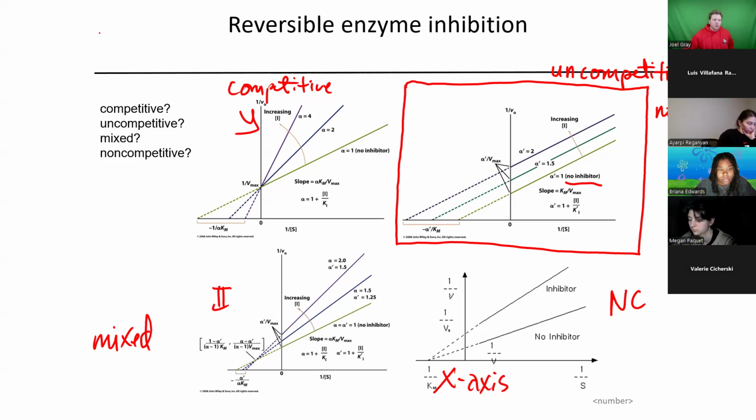Okay, we've covered a lot today. The answer that I was going for on this one, I'm going to share the results. It is not competitive. In a competitive inhibitor, the Km will change and the Vmax will remain the same. Because with a competitive inhibitor, what we see is the y-intercept remains the same in the absence and in the presence of an inhibitor.